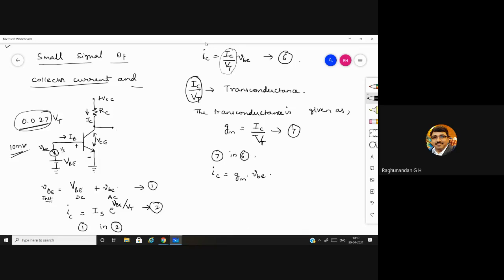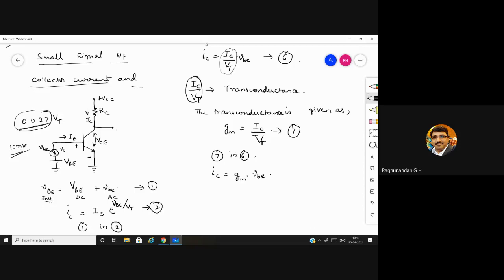First we considered the total instantaneous base to emitter voltage, which is the combination of DC base to emitter voltage and AC base to emitter voltage. After that, we took a relationship for the output collector current with respect to the source current, and wrote the equation in exponential form. The collector current depends only on the base to emitter voltage, not on the collector to emitter voltage. We wrote IC is equal to IS e to the power of VBE by VT.